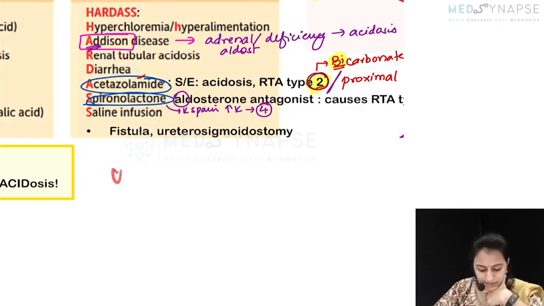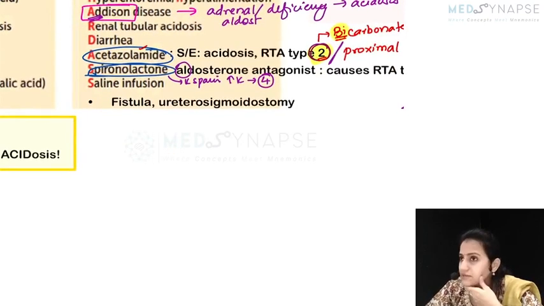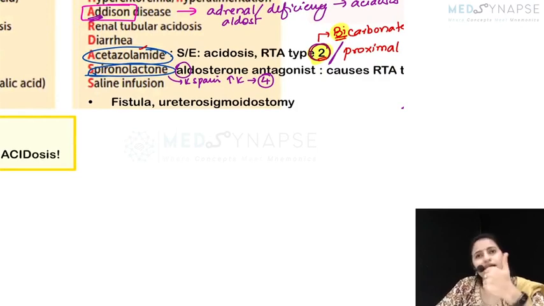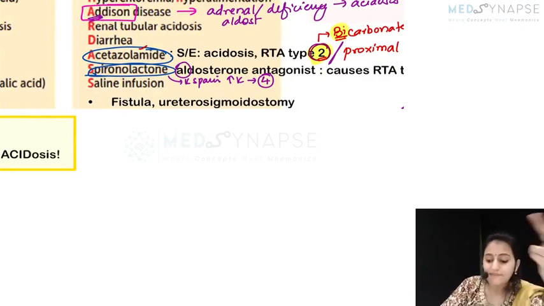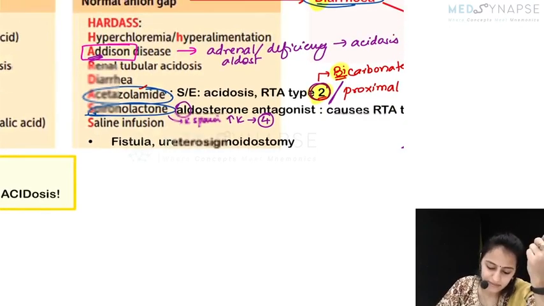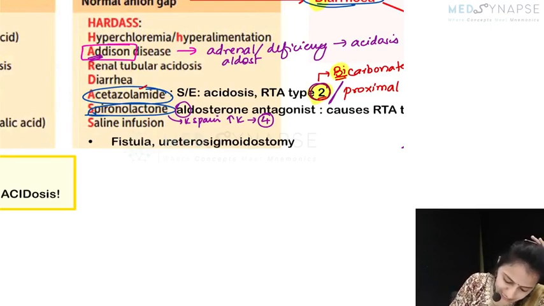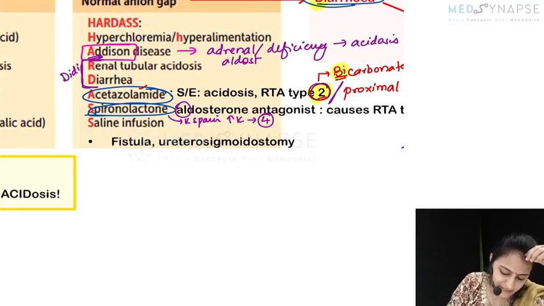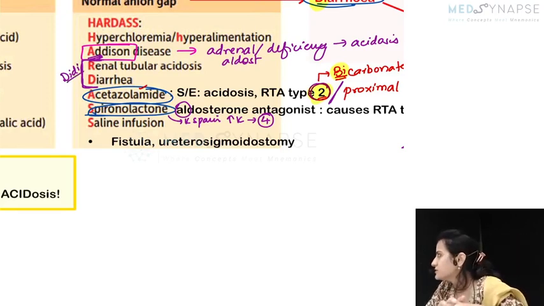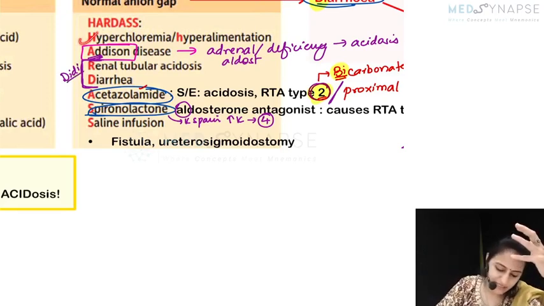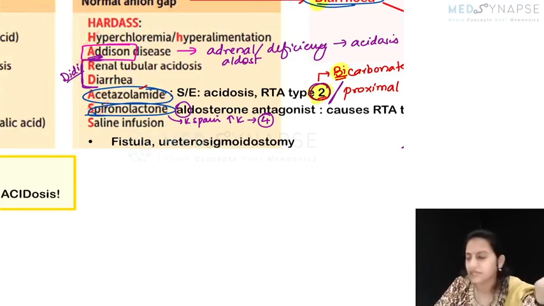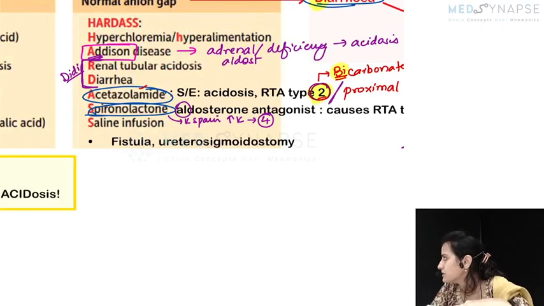Conn's will cause alkalosis. Conn's will cause hypokalemia or hyperkalemia? Hypokalemia. Alkalosis, hypokalemia, hypernatremia is what you would see, right? Did we see diarrhea and renal tubular acidosis already? Right, the NAGMA. These are your NAGMA causes, RTA, diarrhea, and all these causes basically are your types of RTA only. So all these are causes of normal anion gap.